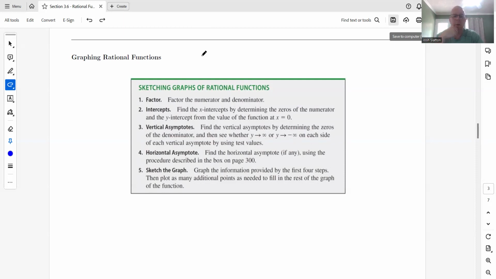Always want to factor the numerator and the denominator first. Then we're going to find the x and y intercepts. Then we're going to find the asymptotes. And then we can usually, and these are always going to be multiple choice on the homework.